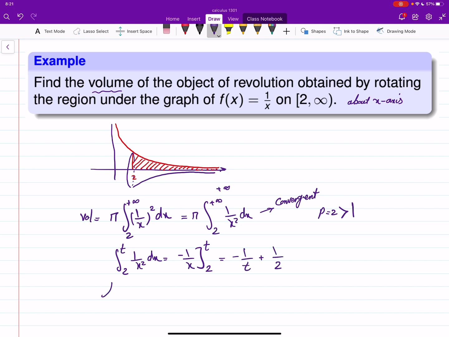Now you find the limit of that as t goes to plus infinity. This is the limit of negative 1 over t plus 1 over 2 as t goes to plus infinity. As t goes to plus infinity, 1 over t will go to 0. So this will be negative 0 plus half. So the volume of this object which goes up to infinity is 1 over 2.